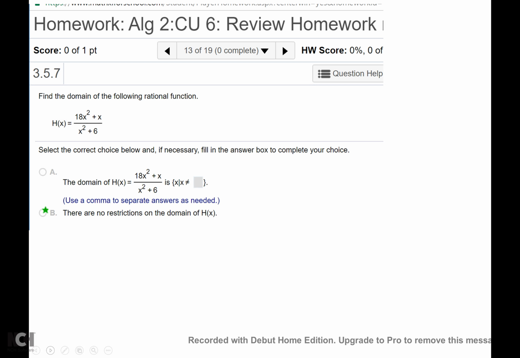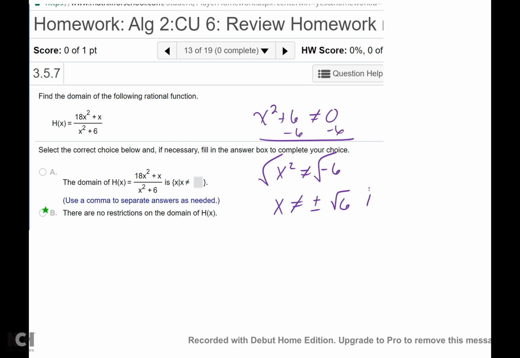Alright, so the domain on this one, we say Mr. Denominator, you may never equal 0. Solve that. x squared can never equal negative 6. Square root: x can never equal plus or minus the square root of 6i. So the only things that have to be eliminated are imaginary things which don't exist, which means there are no restrictions on the domain. There's nothing that would cause my denominator to go to 0. Well, it would, but it would have to be something imaginary, and that doesn't exist, so I don't need it.